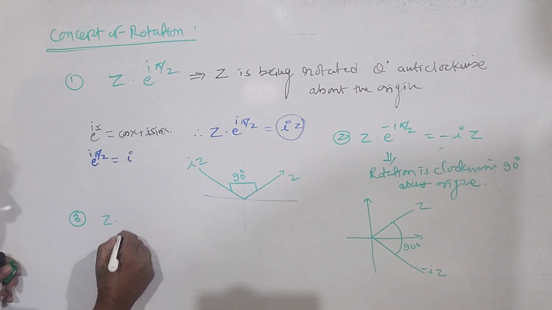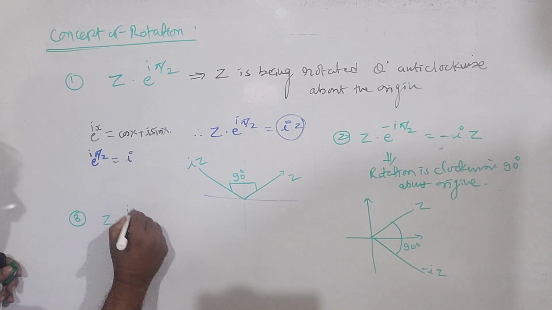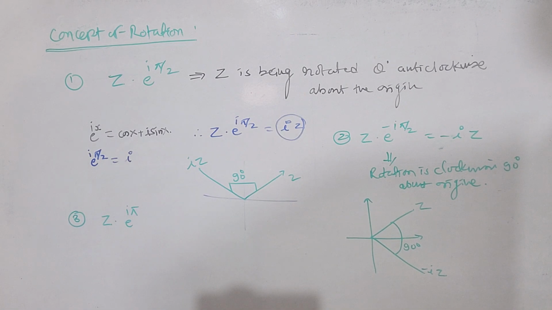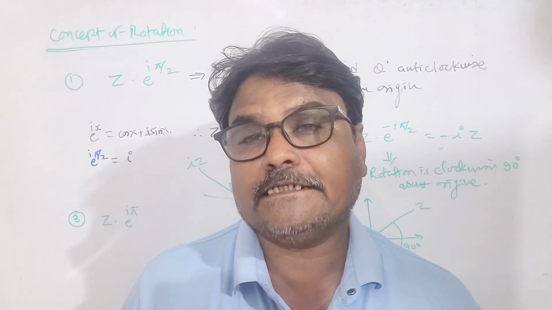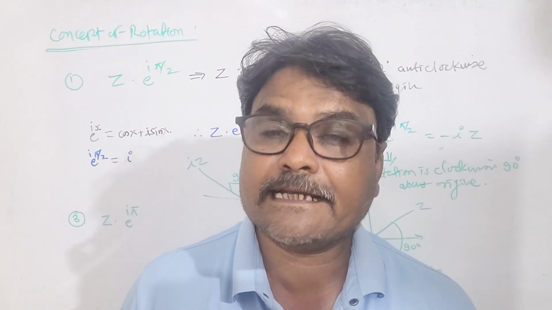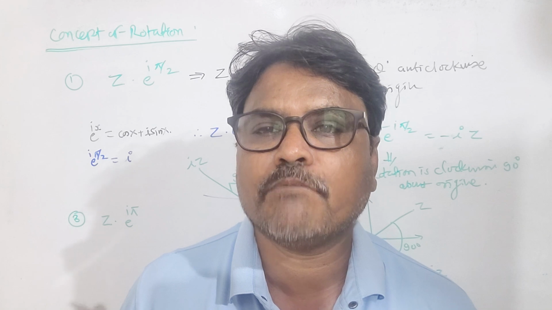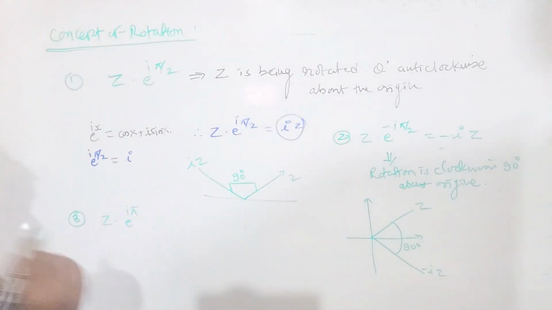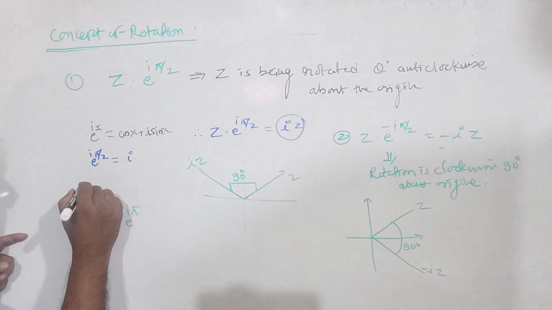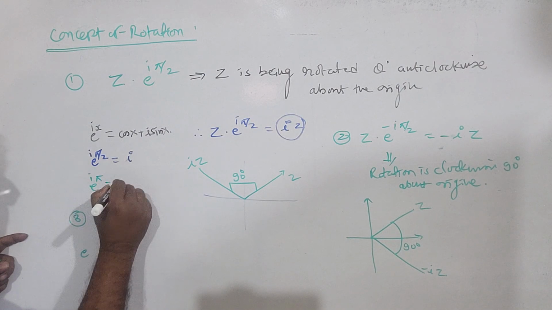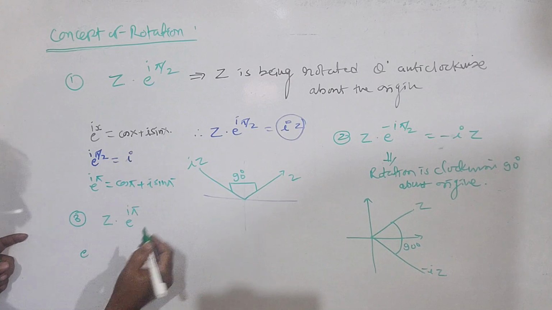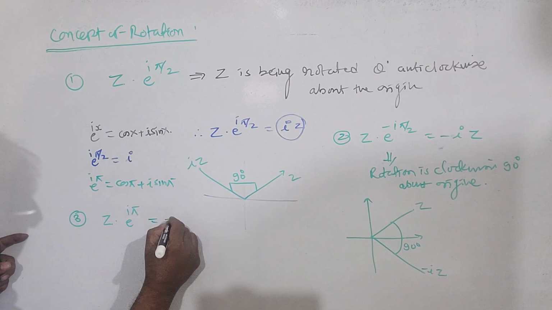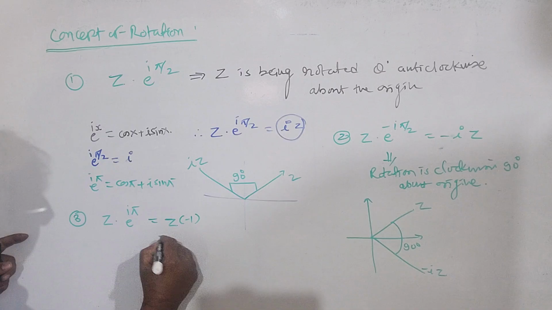Okay. Third one, look at here. When z is multiplied by e to the power iota pi, then what is its new position? Any complex number multiplied by e to the power iota pi is being rotated. Pi is positive, so it is being rotated in the anti-clockwise direction by 180 degrees about the origin. So the new position we can find out. Now e to the power iota pi is cos pi plus iota sin pi. Sin pi is 0, cos pi is minus 1. So therefore it is simply z into minus 1, that is minus z.